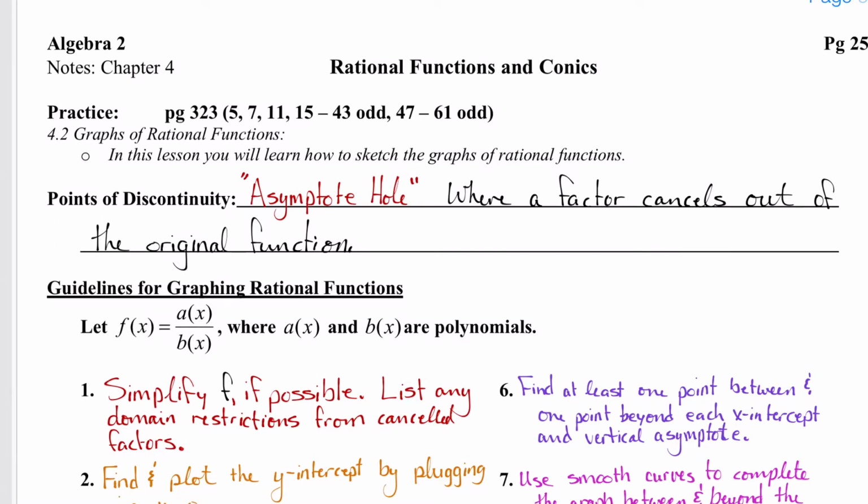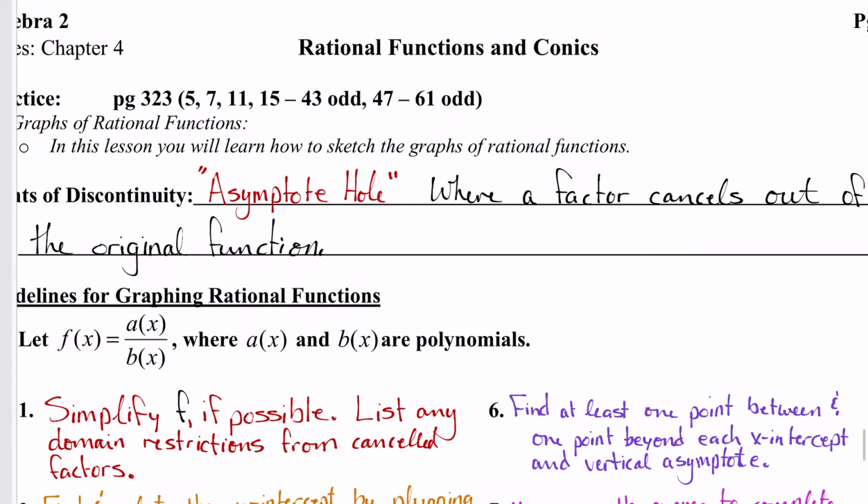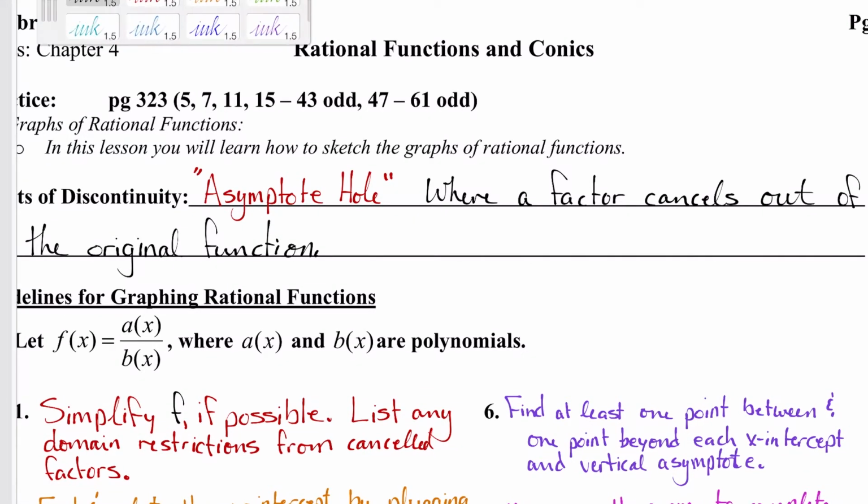Anyways, so this is where whenever we have our polynomial on top, polynomial on bottom, they're able to factor, and one of those factors ends up canceling out. So even though it cancels out of the function, it still affects the fact that we would have had a zero in that place to begin with. And so it creates this asymptote hole that isn't necessarily an entire asymptote line, it's just a little circle.